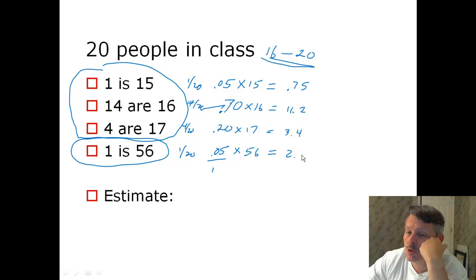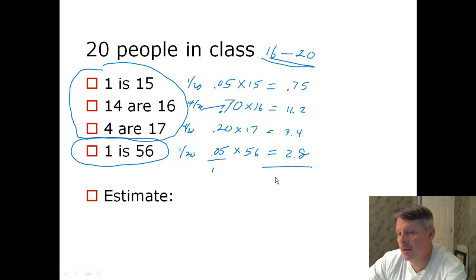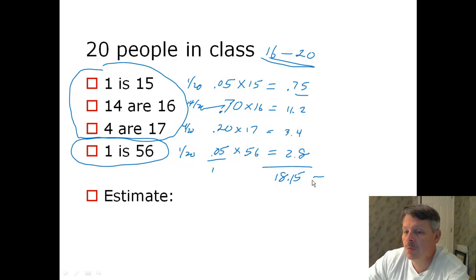Okay, 2.8. So if I add all those things together, right, I get 18.15, and that's not legal because I have too many sig figs there. So I'm going to make that 18.2. So my average age is 18.2 years old.